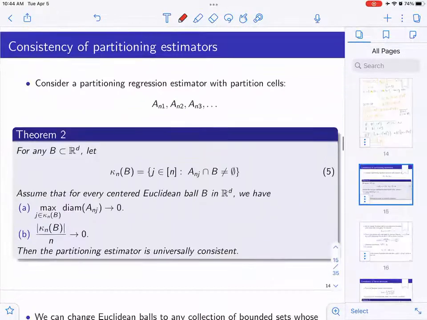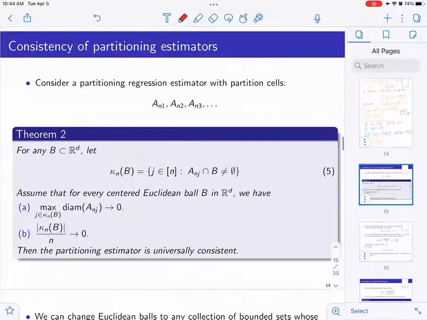So for partitioning estimators, if you have a partition, we saw last time that what you do is basically you take some sequences of balls to bound things, and then look at all the partition cells that intersect with that ball, and the diameter of those cells. So this Kn is all those that intersect with that ball. The diameter of those, the largest, has to go to 0, and the number of cells divided by n has to go to 0.